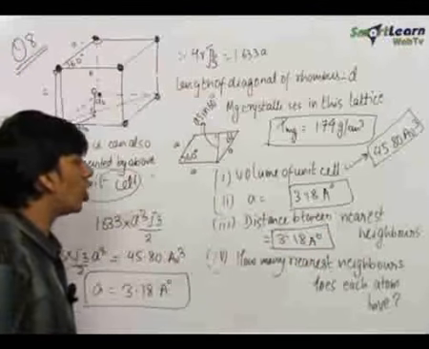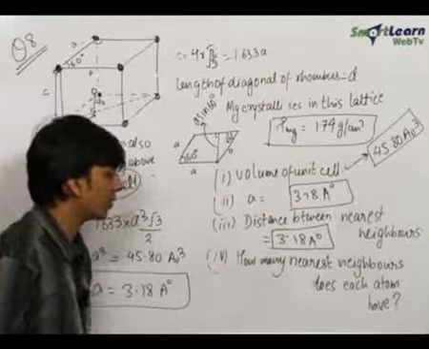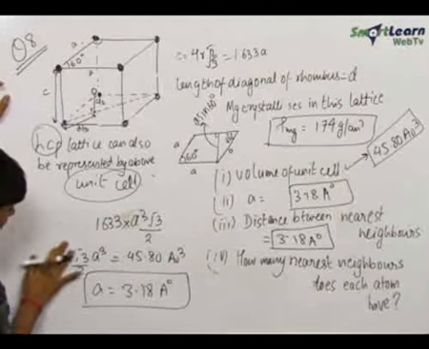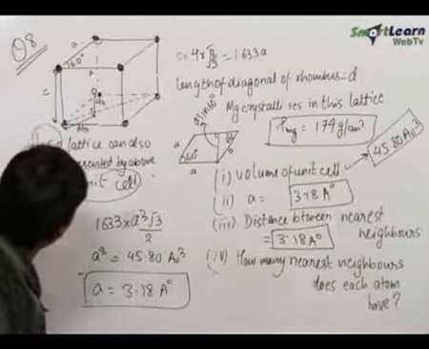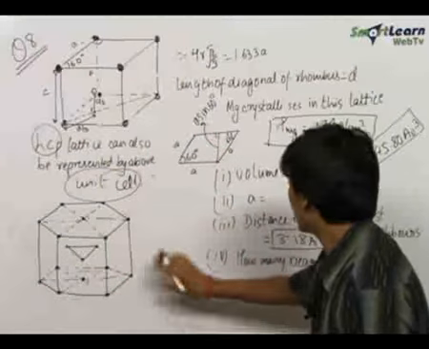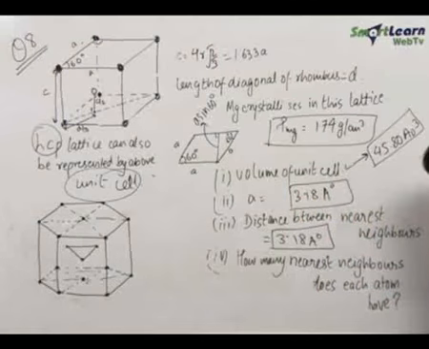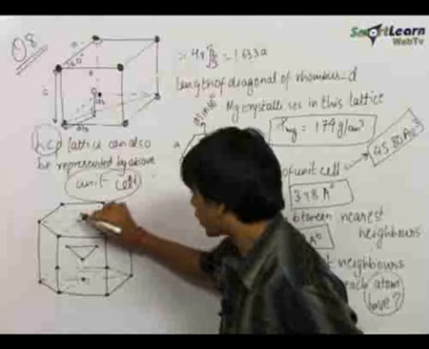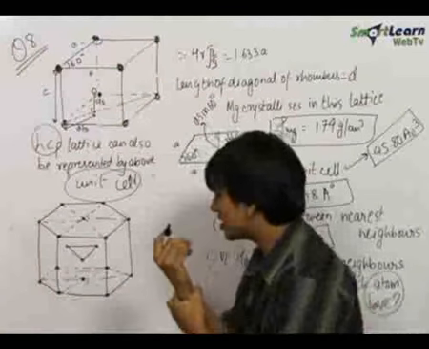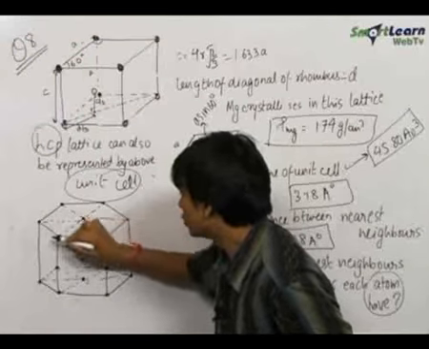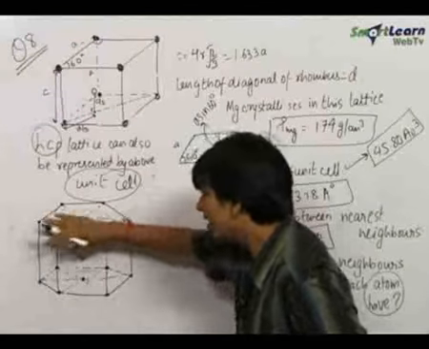Now we need to find out how many nearest neighbors each atom has. We know that the hexagonally close packed structure can also be represented like this. We need to find how many nearest neighbors each atom has, that is the coordination number. We can find the coordination number by taking any atom, because it is the same for all atoms. Let us see this atom. This is joined to these 6 atoms in its own plane.